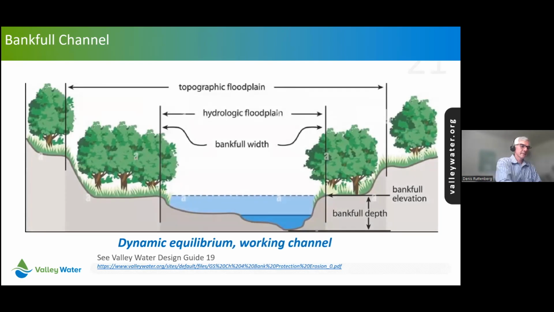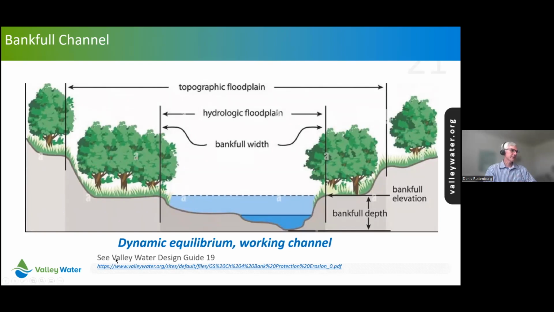So, a graphic of the bankfull channel. A lot of the work for a bankfull channel occurs within a certain width. And because of that, you don't really see mature vegetation in the bankfull channel. However, at the edges of a bankfull channel, you'll see mature trees, and you'll see bar depositions. It's a working channel and in dynamic equilibrium, as I showed you before.